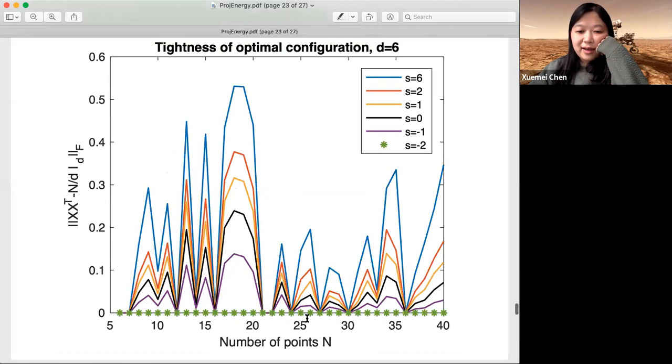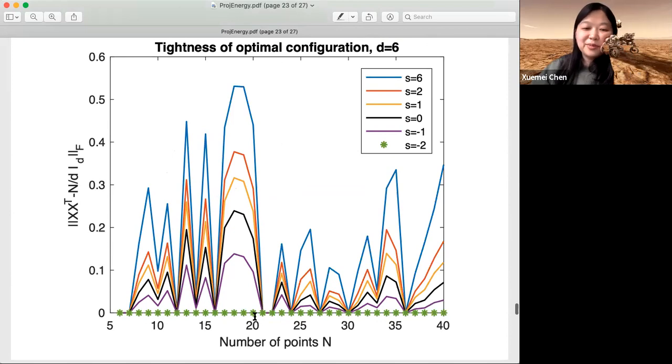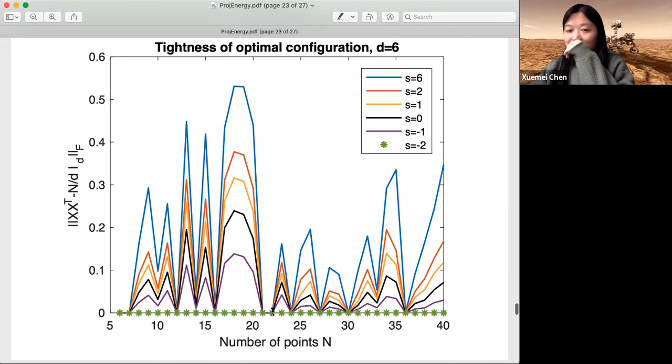This is 5, 6, 27. That 27 is tight. 26. Yeah, 22 also is, no? Oh, 22, excuse me. Yeah, 22, it will be tight, yes. So you're probably recovering some kind of optimal packing configurations every now and then.